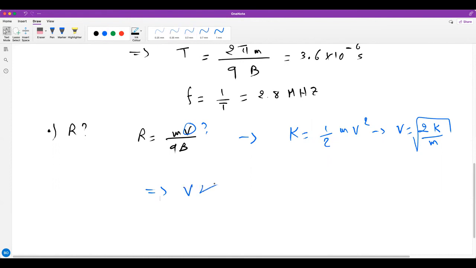Okay, and the velocity will give us the radius, which is m v over q B, and the radius is around 1.1 meters.